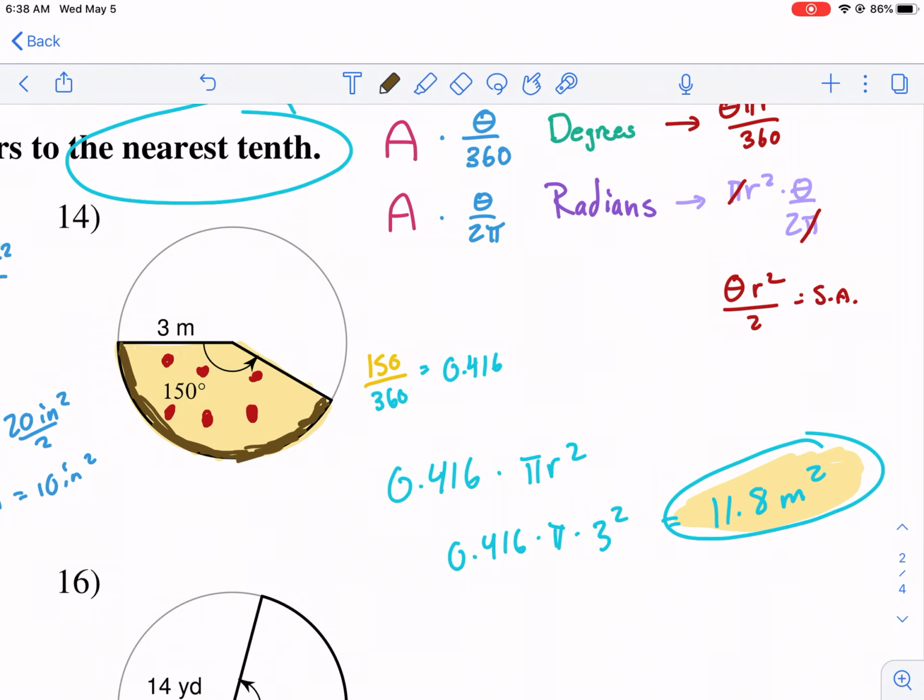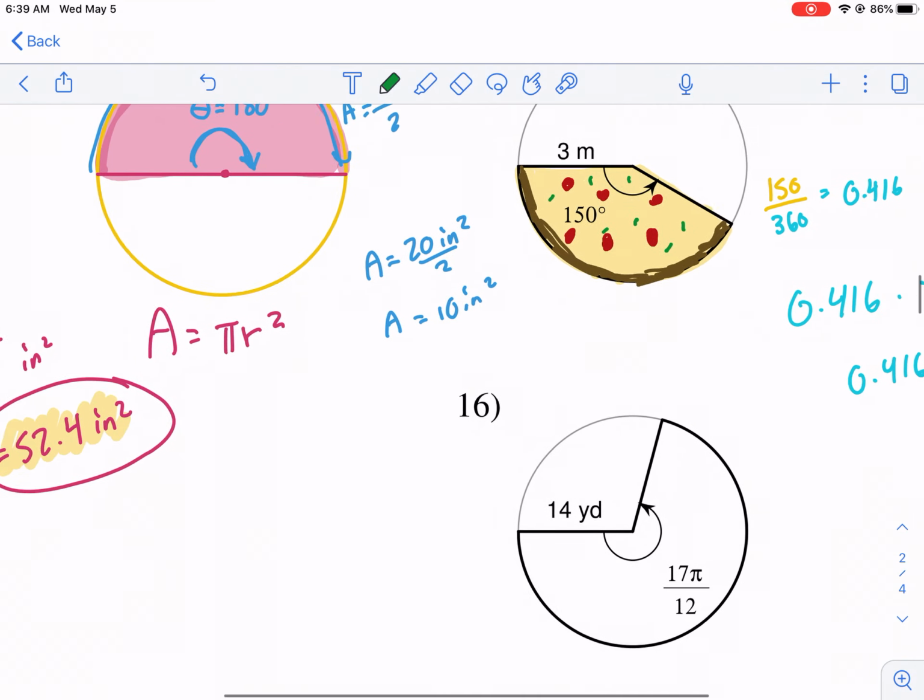So we already went ahead and we did a few examples, getting carried away making a pizza.